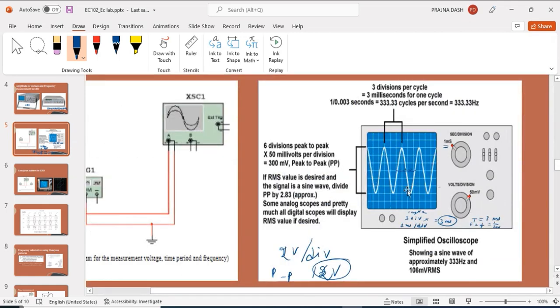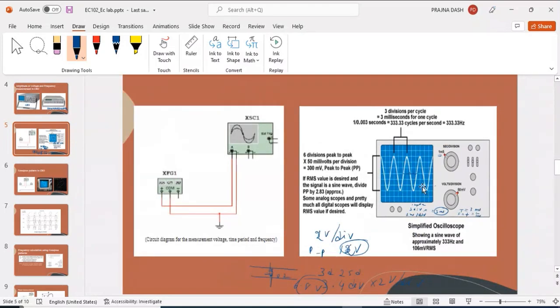Likewise, amplitude, as we have explained, you can calculate either as peak value, that is 0 to peak, or peak to peak, which means from this peak to this peak. This is the peak to peak value. In a similar manner, you can calculate the amplitude and frequency for any signal. So this is the first objective of your experiment: you have to calculate the frequency and amplitude of the signal.